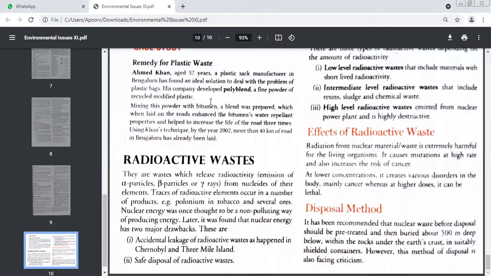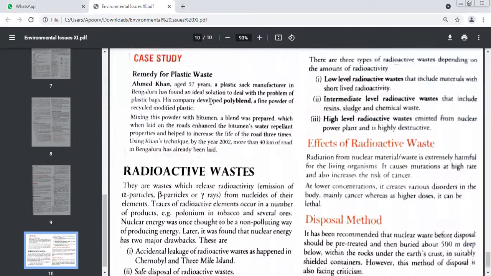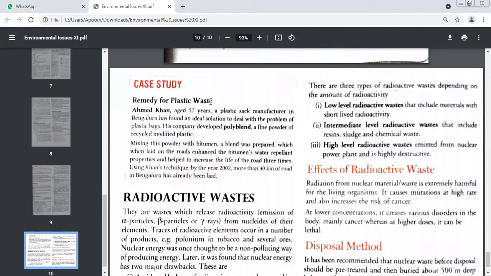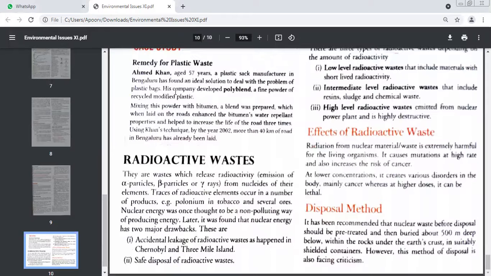Very quickly, we have 1 minute. This is a case study. The last topic we have is radioactive waste, tomorrow. Ahmed Khan is 57 years old. He's a plastic sack manufacturer in Bangalore. He has found a very ideal solution to deal with the problem of plastic bags. His company developed PolyBlend, a powder of recycled modified plastic. So he has made plastic which can be recycled.